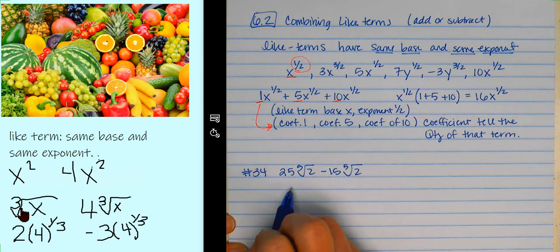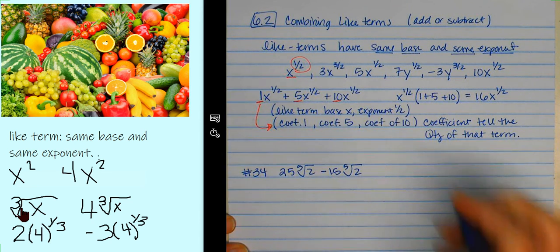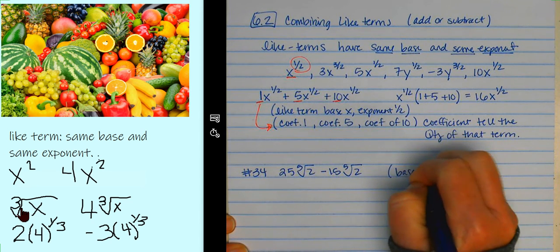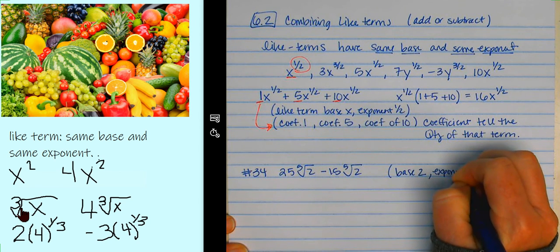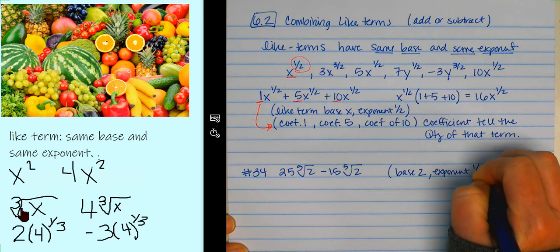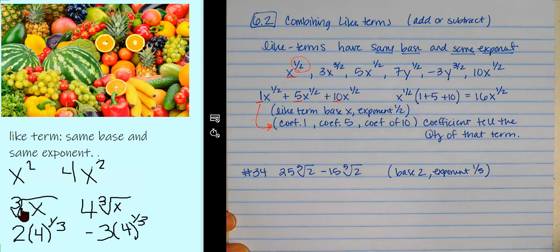So, do we have any terms that have the same base and the same exponent? Well, this is the base of 2. So this is base 2, and this is exponent of 1/5. Remember, the root goes in the denominator. So all three are the same.